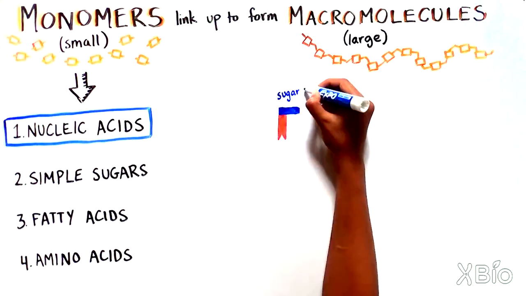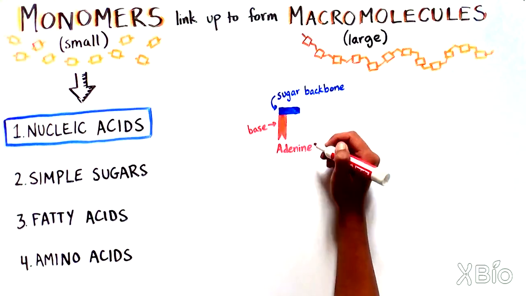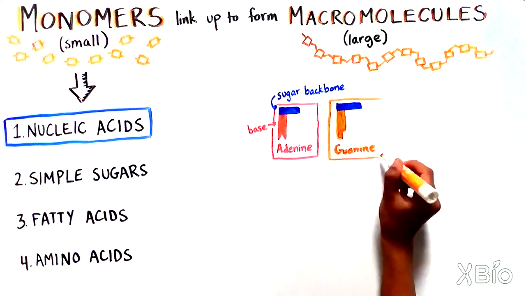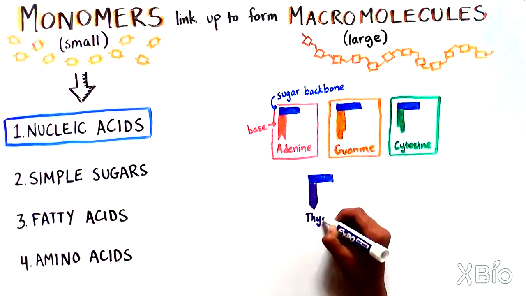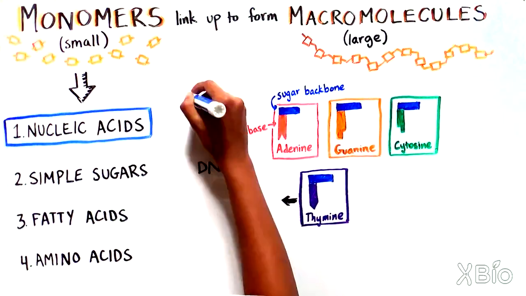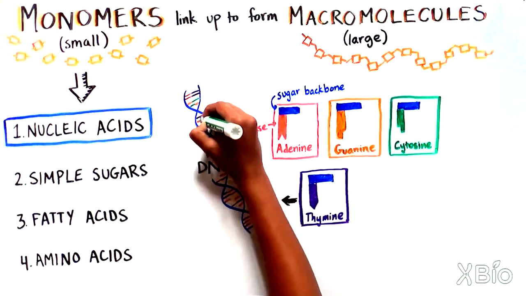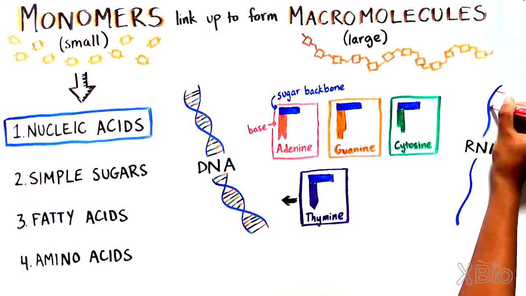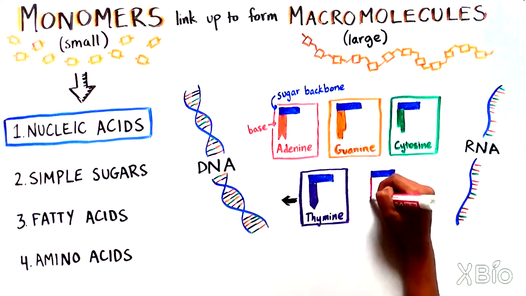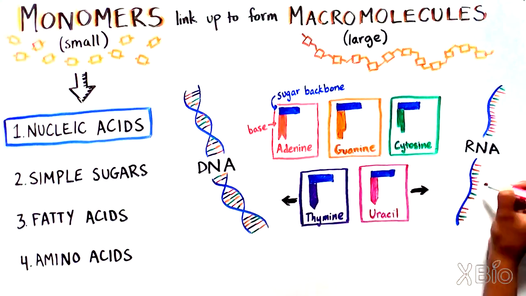Nucleic acids are made up of a sugar backbone and a base. The base is the monomer. There are four of these bases: adenine, guanine, cytosine, and thymine. You have probably heard of these as the building blocks of DNA and the related nucleic acid, RNA. RNA actually uses uracil instead of thymine.